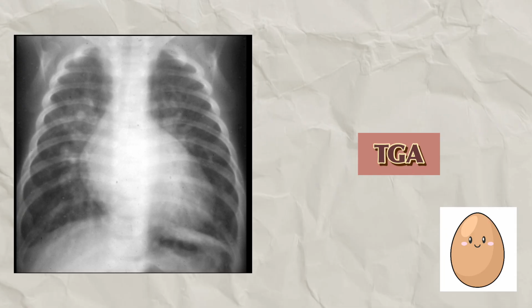Apical third sound gallop or mid-diastolic rumble may be present. Electrocardiogram shows right axis deviation with biventricular hypertrophy, right ventricular and left ventricular.